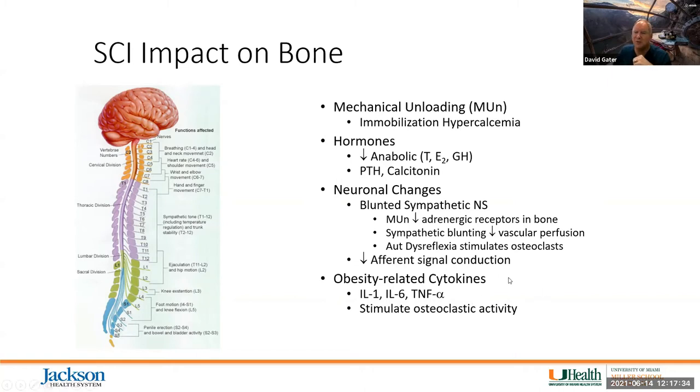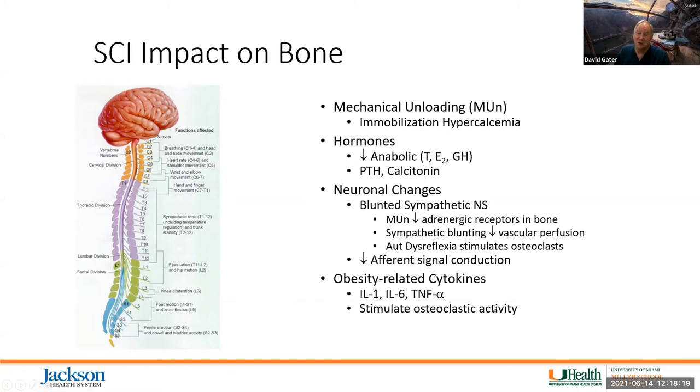And then we've mentioned before obesity-related cytokines, particularly IL-1, IL-6, and tumor necrosis factor alpha. All of these obesity-related cytokines are known to stimulate osteoclastic activity. Now, many people who don't have a spinal cord injury who are obese are able to offset the inflammatory nature of the cytokines and the osteoclastic activity because of the mechanical loading associated with their increased body weight. And so we don't typically see osteopenia or osteoporosis in able-bodied individuals who are still mobile, who are still walking.